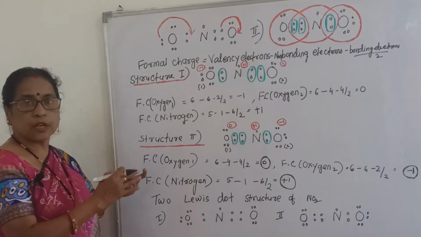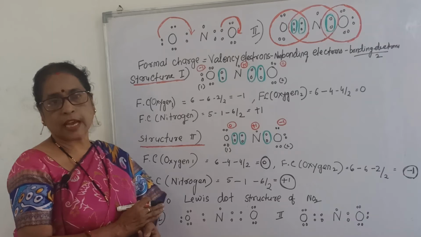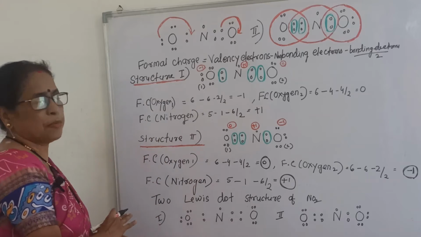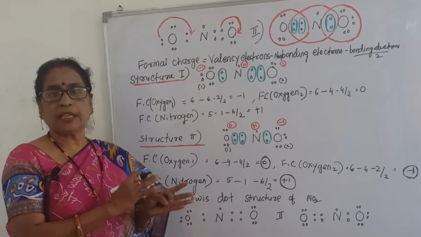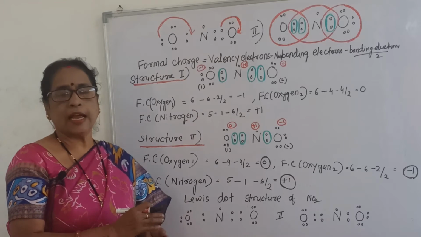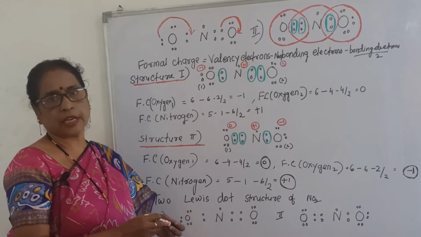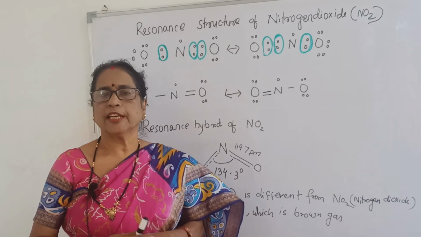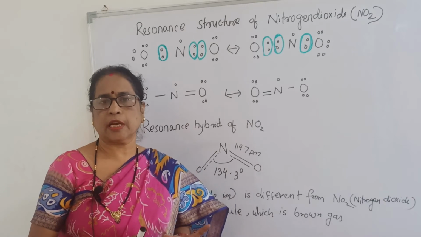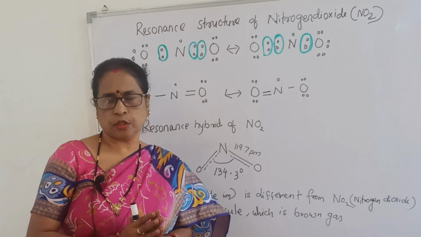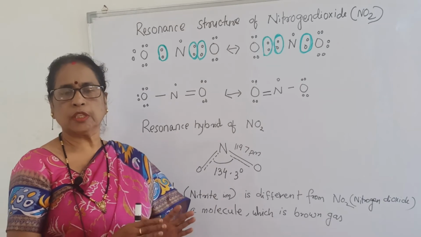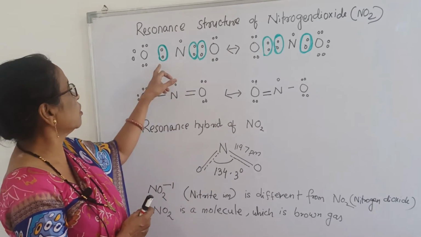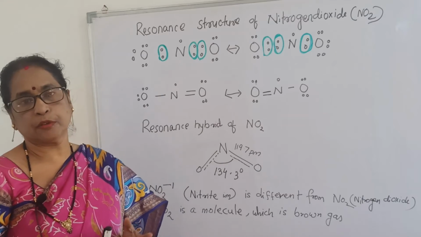Now we will see the resonance structure of nitrogen dioxide. We know the Lewis structure, and here you can say both are the same, so both are the best structure. Now we will find what is the resonance structure of nitrogen dioxide. We know there are two Lewis structures which are possible. They are good, they are stable, and we will find here what is the resonance structure.